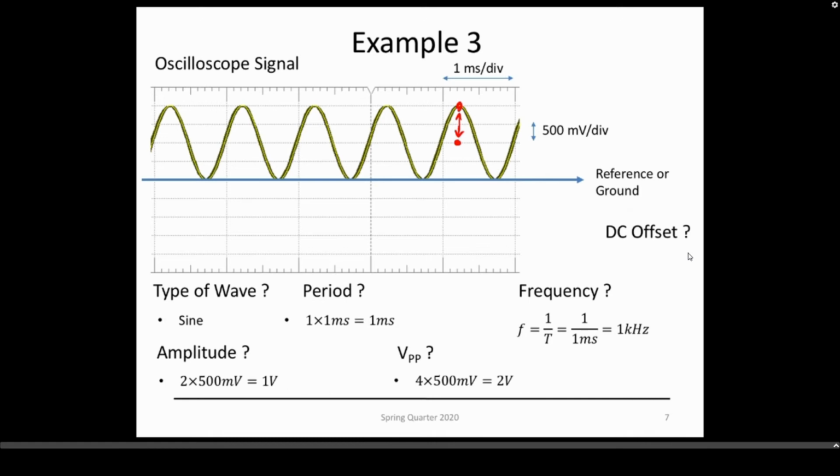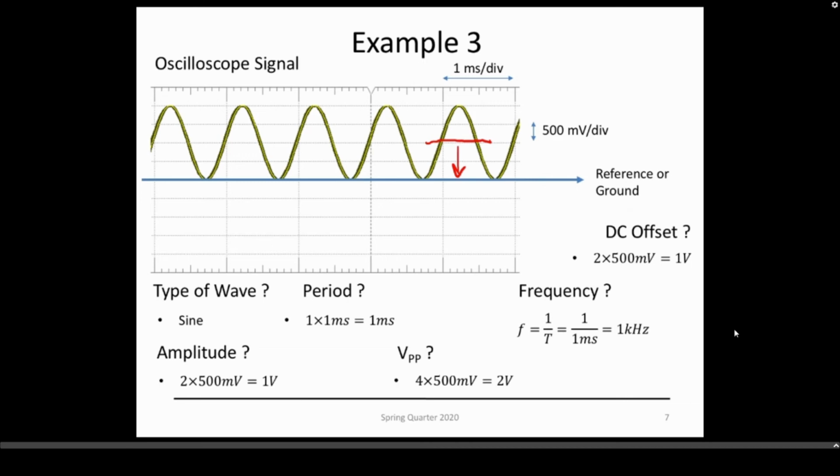And now the DC offset. We do have a DC offset because the wave is not at the reference point, the ground. The ground here is not in the middle of your wave. So how do I find the DC offset? The DC offset is going to be the difference between the mid part of your wave to your reference point. In this case we have 2 divisions, so your offset is also a positive offset of 1 volt because your wave is going up.